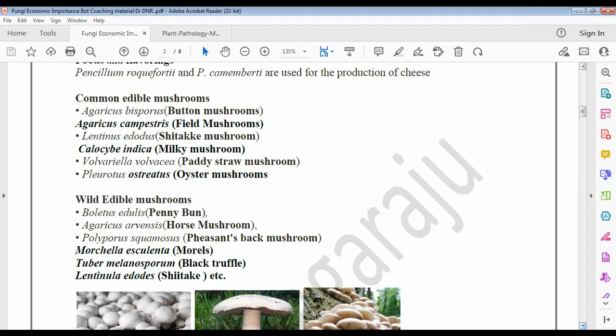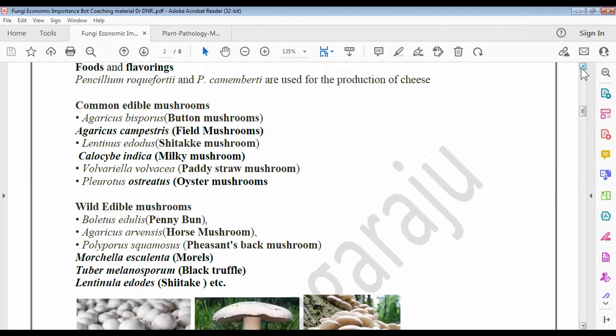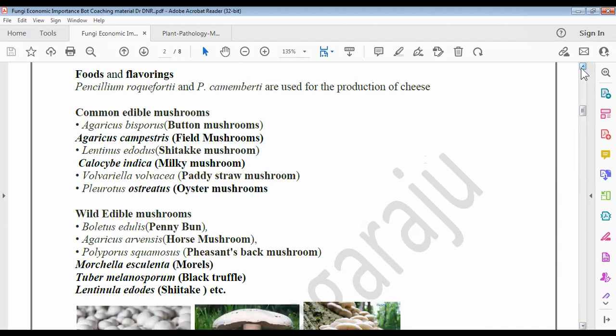For cheese preparation, which is the delicious cheese prepared by fermentation? Camembert and Roquefort cheese. You know, Camembert and Roquefort cheese are very tasty and costly. They are prepared by using Penicillium species. Penicillium camemberti and Penicillium roqueforti. These two Penicillium species are very, very important. So many times this question has been raised. Penicillium camemberti and Penicillium roqueforti are used in cheese preparation.